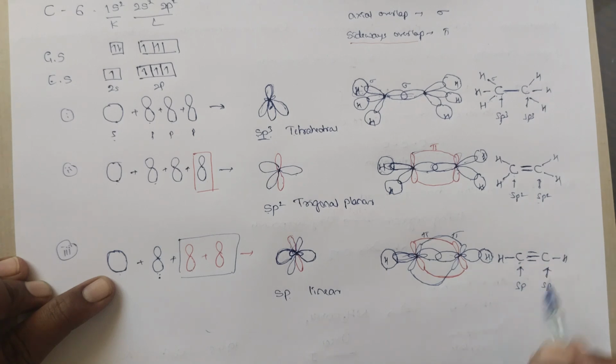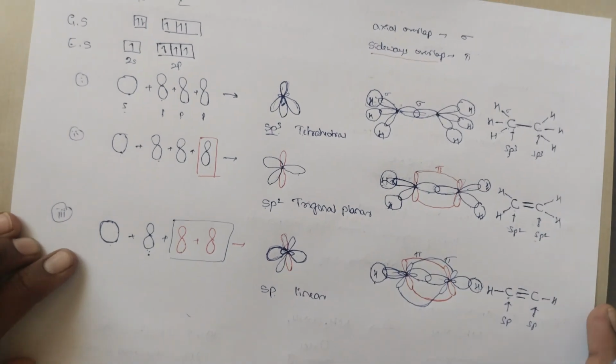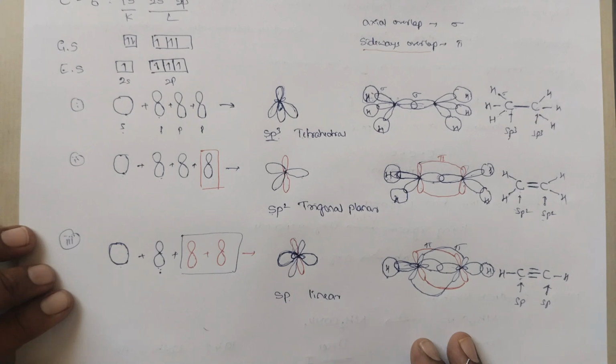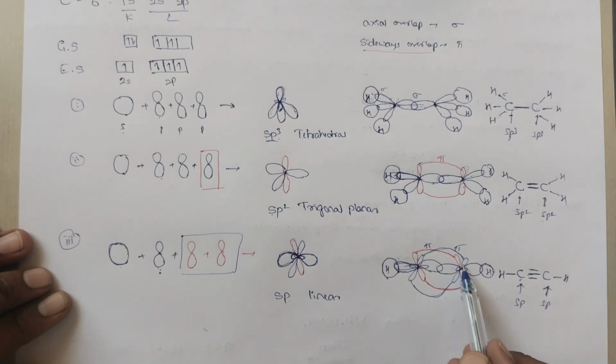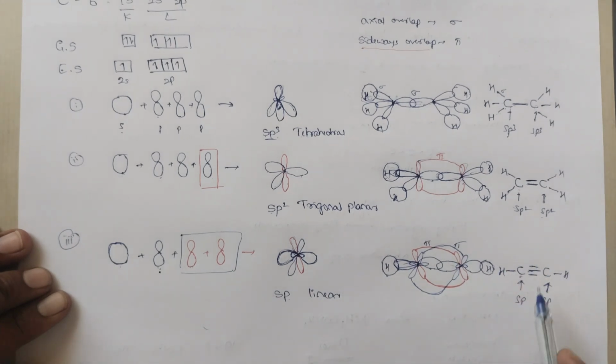This is also sp, this is also sp. Okay, then let us note what is the s character in this molecule. How many unhybridized p orbitals are there? For this carbon there are 2 unhybridized p orbitals. For this carbon we have 2 unhybridized p orbitals. So totally for this molecule we have 4 unhybridized p orbitals.